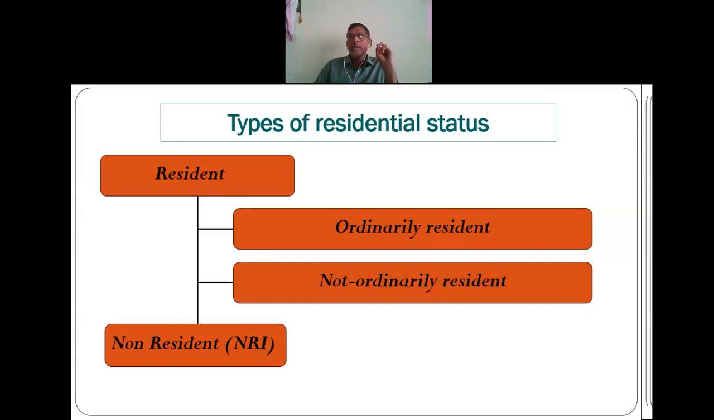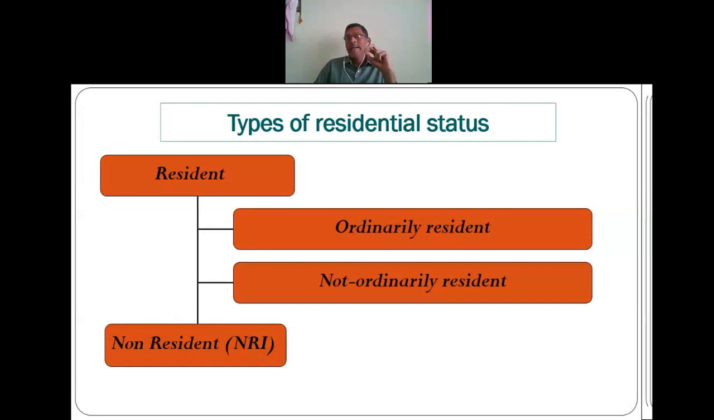Broadly, there are two types of residence. One is called resident. The second one is non-resident, that is, a non-resident of India. One is resident, the second one is non-resident. These are the two types.